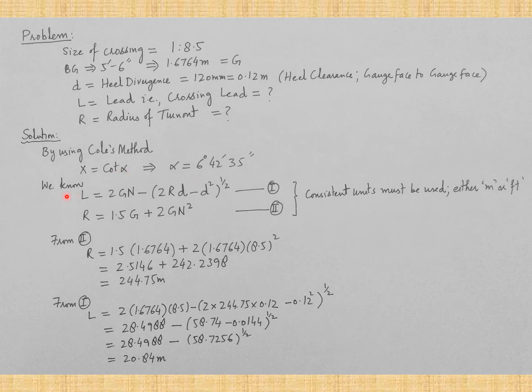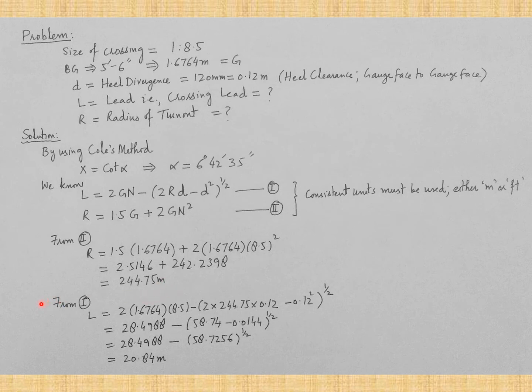We know the two formulas for L, that is the lead or the crossing lead, and the radius, so you will have to use these two formulas. But keep this thing in mind, which is very, very important: consistent units are to be used, either meter or feet, for different variables. So first use equation number 2, this one, and look at that. G value is 1.6764 and N is 8.5, so you are getting R equal to 244.75 meters.